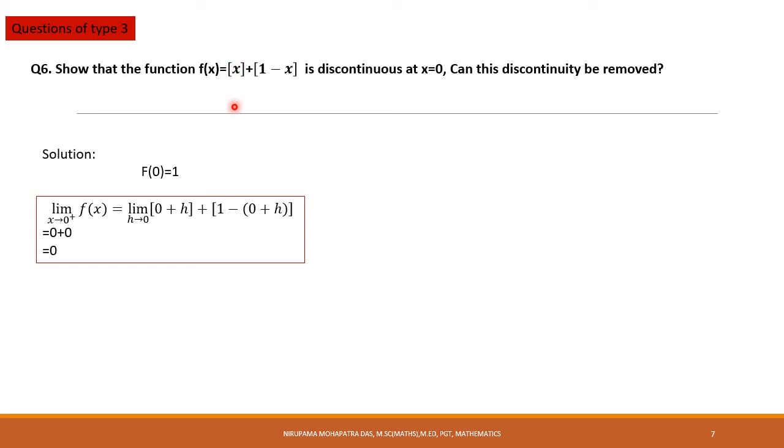So the bracket function of 0 will be what? 0 is an integer, so this will be 0. And if x equal to 0, you are getting 1 here. So 0 plus 1, f(0) equal to 1.